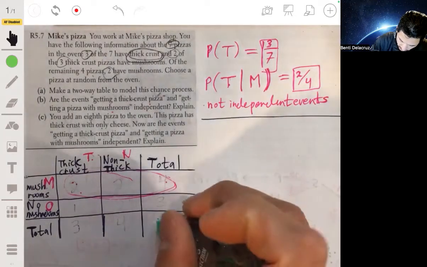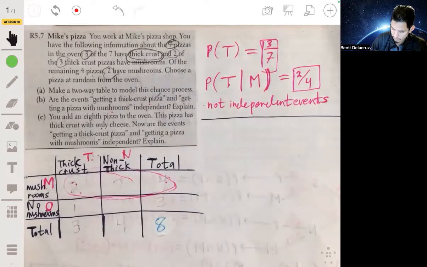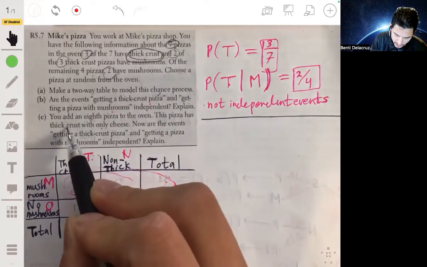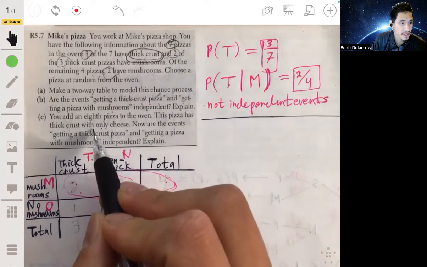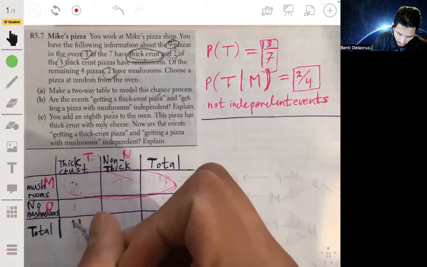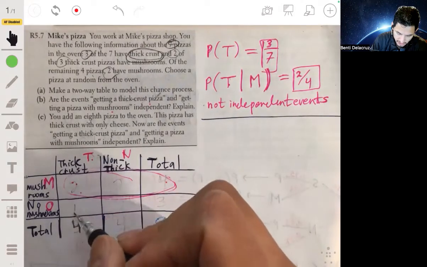Says we got 8 total now. So yeah, we're adding a pizza. So we have 8 total. And we're adding an 8th pizza that's thick crust with only cheese. So it's basically a thick crust pizza. We have another thick crust, so we have 4 now. And it doesn't have mushrooms, it only has cheese.